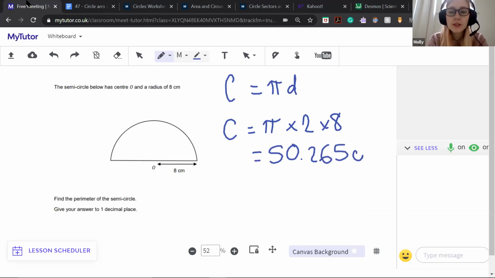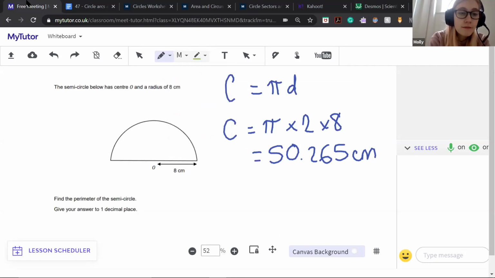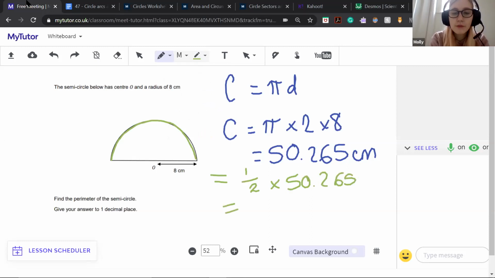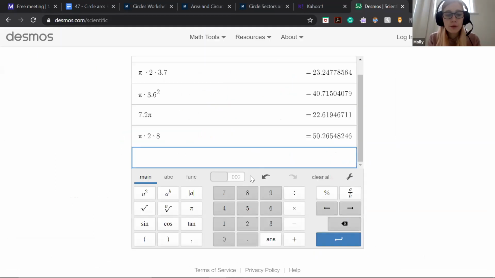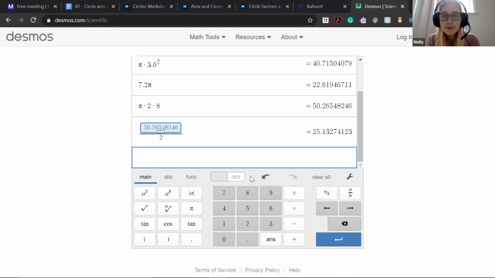Okay, so then the circumference, so this bit here, is going to be half of that, or divided by 2, whatever, it's the same thing. So we'll take our answer and divide it by 2, 25.133.